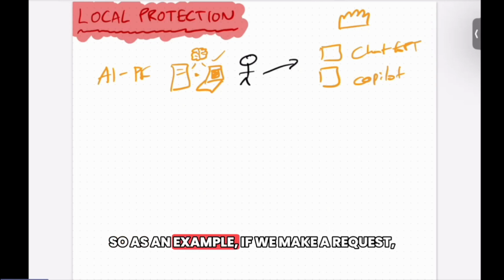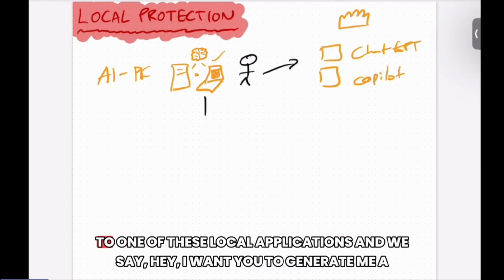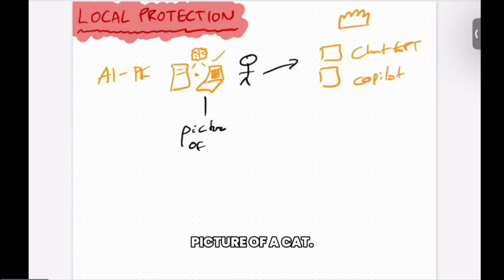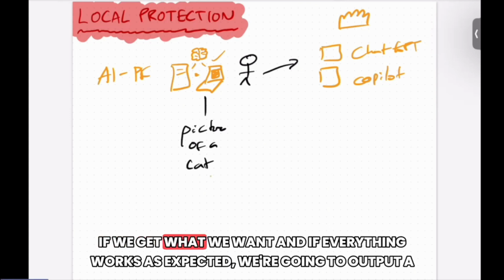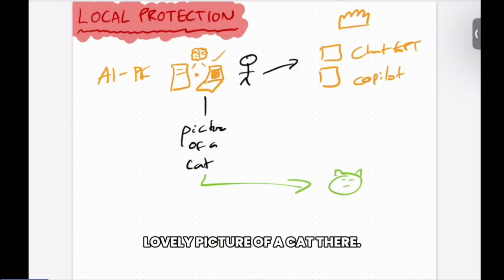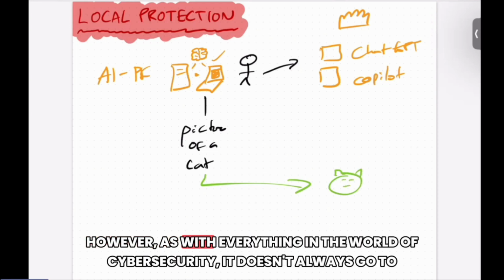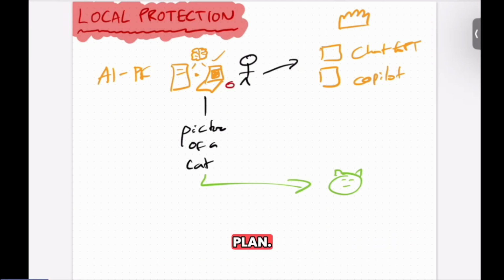So as an example, if we make a request to one of these local applications and we say, hey, I want you to generate me a picture of a cat, if we get what we want and if everything works as expected, we're going to output a lovely picture of a cat there. However, as with everything in the world of cybersecurity, it doesn't always go to plan.